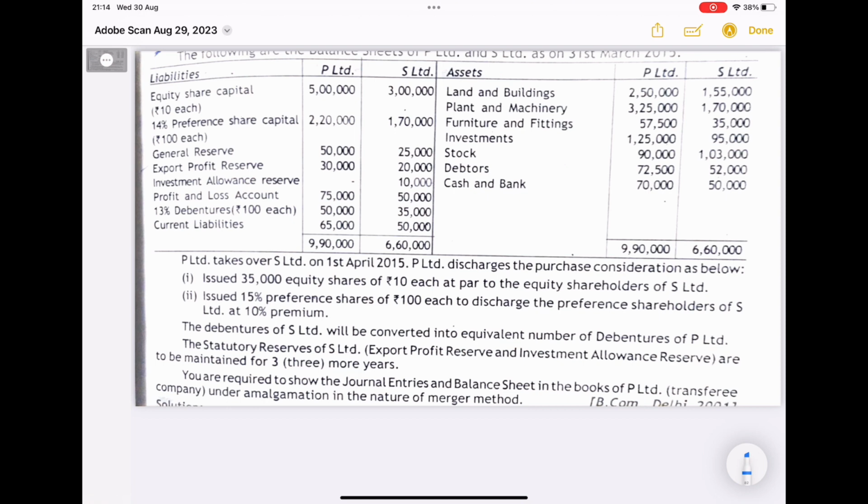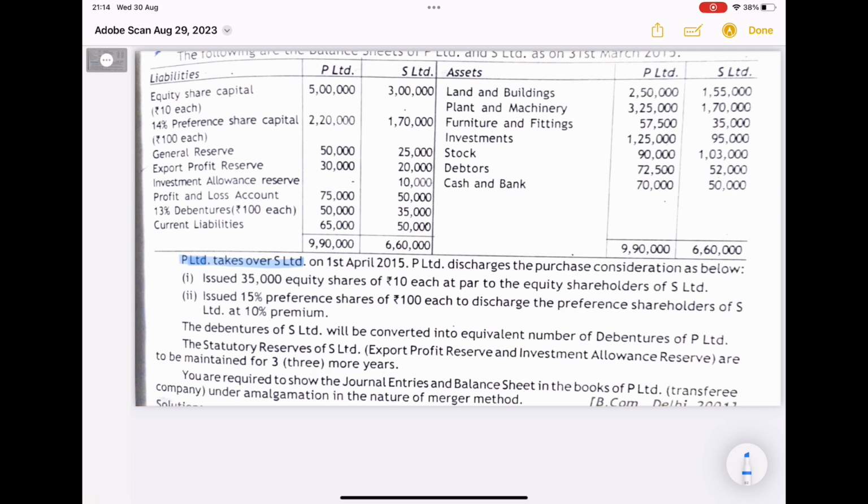So here we have equity, preference shares, general reserves, export profit reserves, investment allowance, P&L account, 13% debenture, and current liabilities. On the asset side, land and building, plant and machinery, furniture, fixtures and fittings, investment, stock, debtors and cash they have mentioned. P Limited takes over S Limited on 1st April 2015.